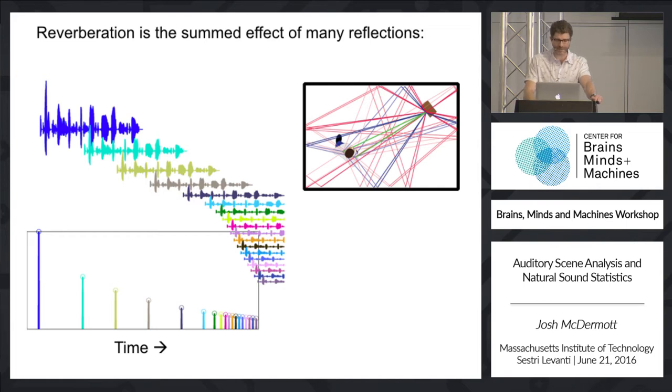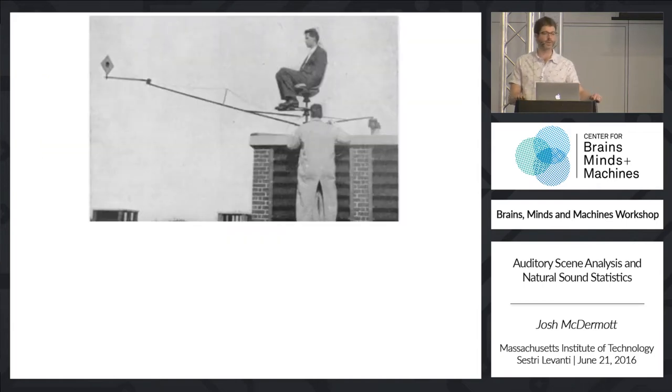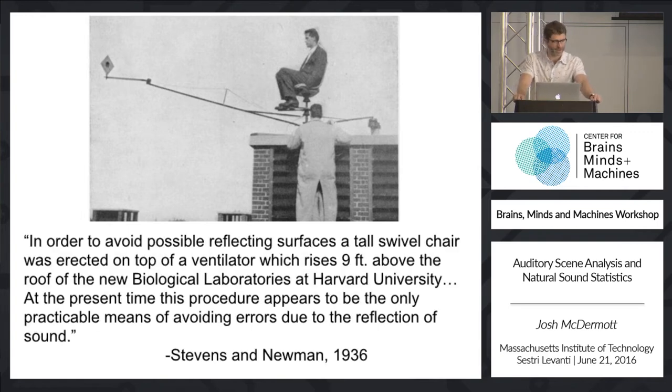Okay. So this is something that happens all the time, but it's been relatively neglected in the study of human hearing, and that fact is kind of nicely summarized by this picture here, which is taken from a psychoacoustic study back in the 30s. This is a study where they were trying to look at sound localization. They explicitly wanted to eliminate the effects of reverberation. And so they put the subject, this gentleman here in a suit, up on top of the roof of this particular building. This is a direct quote from the paper. They say, "In order to avoid possible reflecting surfaces, a tall swivel chair was erected on top of a ventilator which rises 9 feet above the roof of the new biological laboratories at Harvard University. At the present time, this procedure appears to be the only practicable means of avoiding errors due to the reflection of sound."